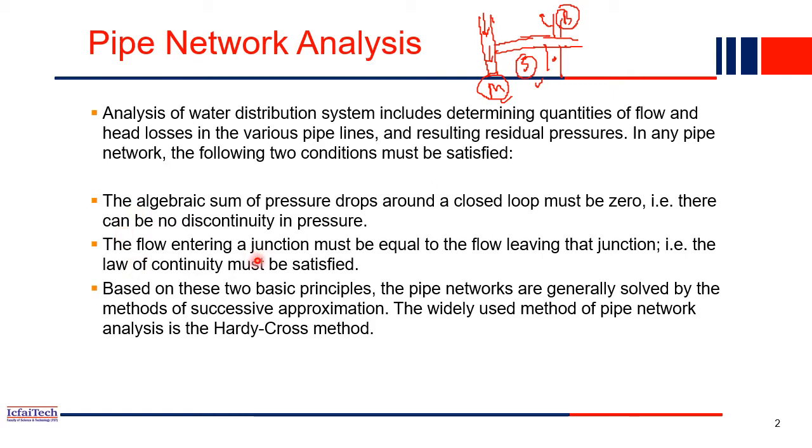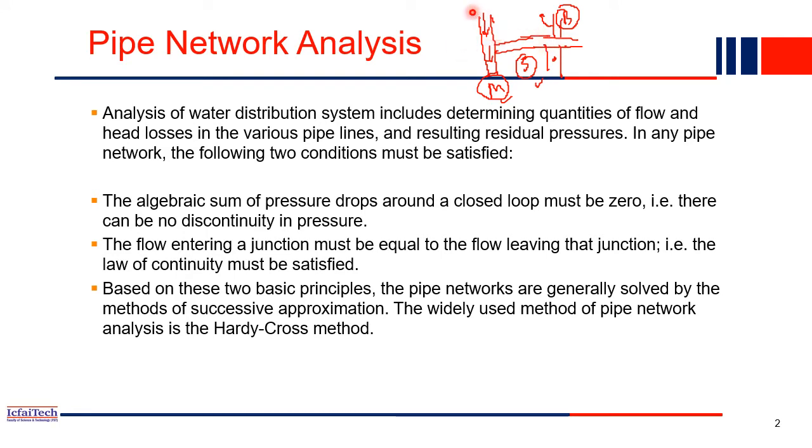The next one is that the flow entering into the junction must be equal to the flow leaving that junction, that is, the law of continuity must be satisfied. Whatever quantity of water is coming into the system, the same quantity of water should go out from the system. That is the law of continuity. These two conditions have to be satisfied.